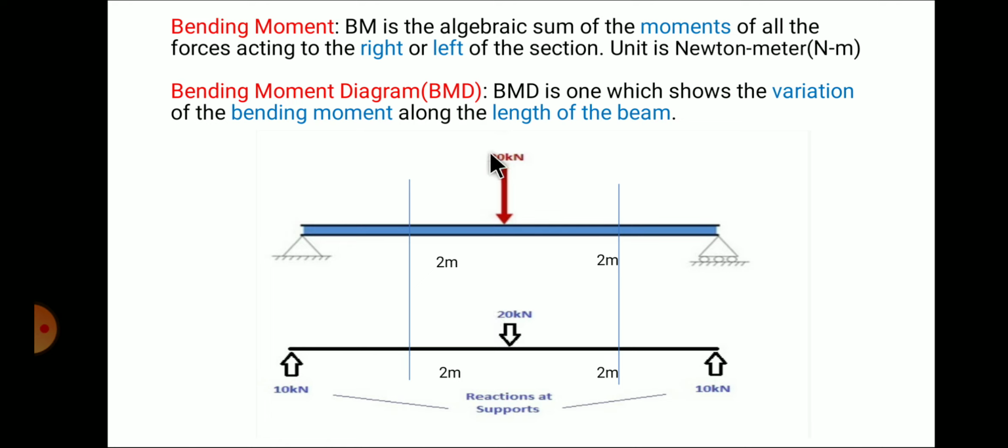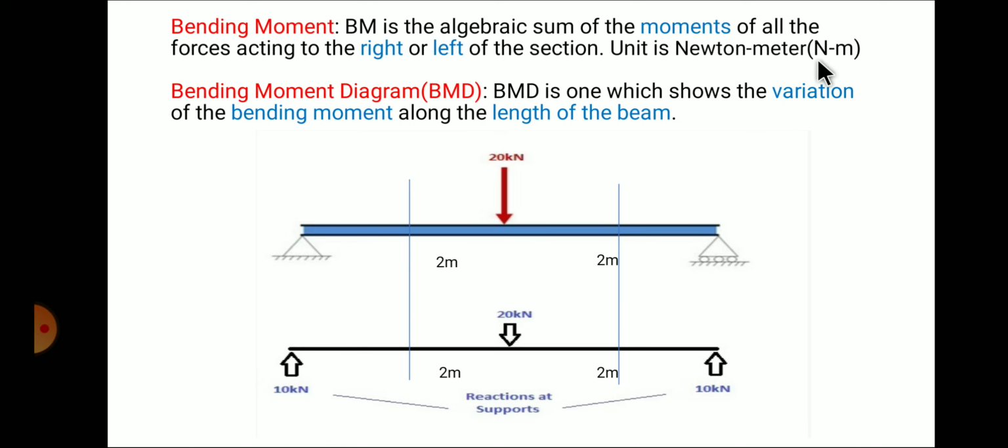Bending moment is the algebraic sum of the moments. Moment is nothing but vertical force into perpendicular distance. Bending moment is the algebraic sum of the moments of all the forces acting to the right or left of the section, and its unit is Newton meter. Force unit is Newton and the length unit is meter. Therefore, bending moment is vertical load in Newton multiplied by perpendicular distance in meter.